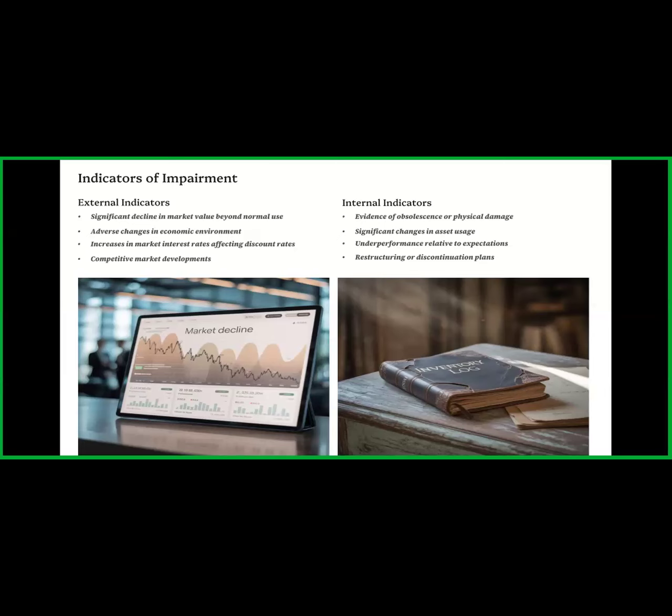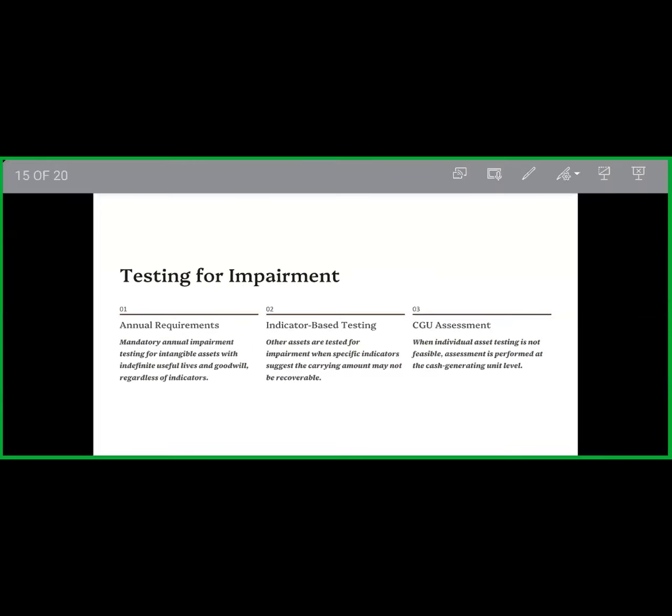Then the competitive market developments. If the number of machineries or assets of the same type is already available in the market, then automatically the price of your assets in the market decreases, because we know that the value of any asset or product depends upon demand and supply. If the supply is high in the economy, that means the same asset is available in the market in abundance, and automatically the value of your assets decreases. So these are the factors which affect impairment losses. These are the testing for impairments.